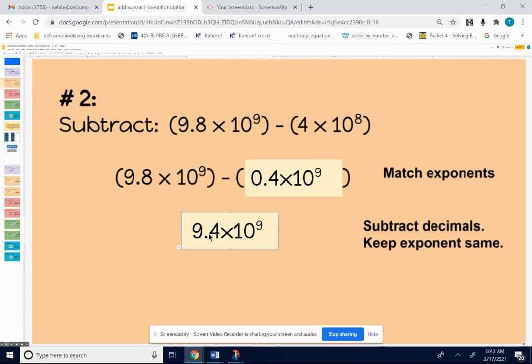We matched up the exponents first. We changed the small exponent of 8. We added 1 to it to make it 10 to the 9th. But because we added 1 to the exponent, I needed to move my decimal point 1 to the left. So 4 became 0.4. Then I subtracted my decimals. Remember to line up your decimal points. And I kept the 10 to the 9th. Okay, I'm going to stop here and make these shorter videos. We'll look at some more on the next video.